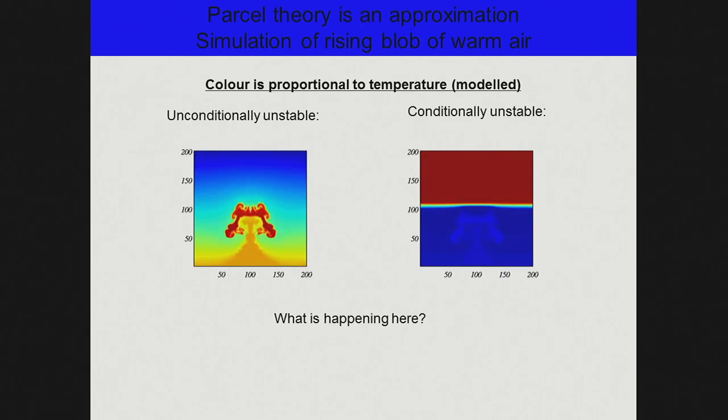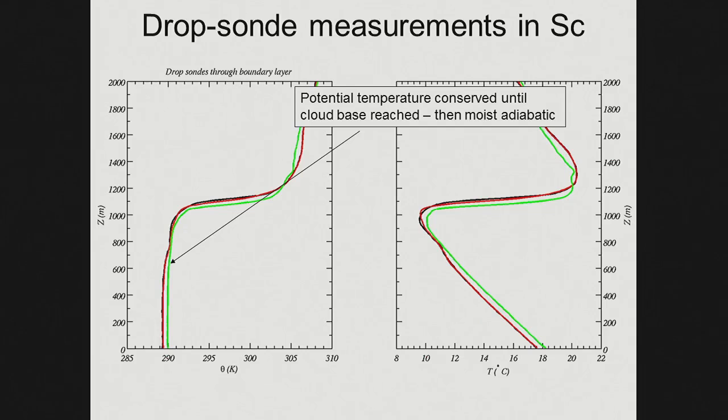So I told you that parcel theory is a good approximation for calculating the liquid water content in a stratocumulus cloud most of the time. In certain situations, we get a lot of mixing, and that causes air from above the inversion to mix into the cloud layer. That's known as entrainment. I'll write that down. No, I can't write it down.